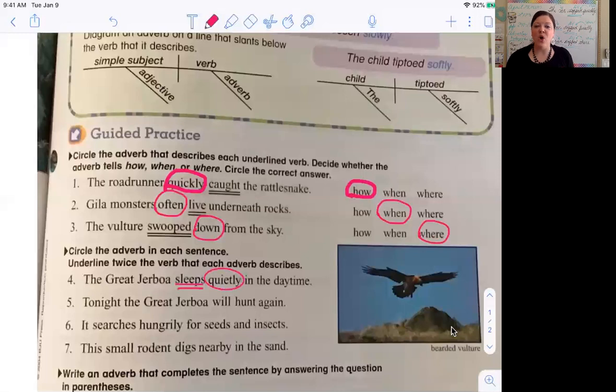Tonight, the great jerboa will hunt again. Careful with our verb here. This verb is taking place in the future tense. Remember, if we have a verb in the future tense, it will always be preceded by a special helping verb. Did you find it? Will hunt. Let's ask our 2 questions. Well, how will it hunt? When will it hunt? Ooh, it will hunt tonight. You could also say it will hunt again.